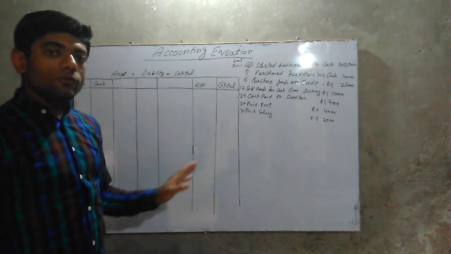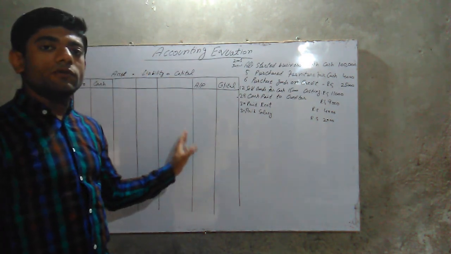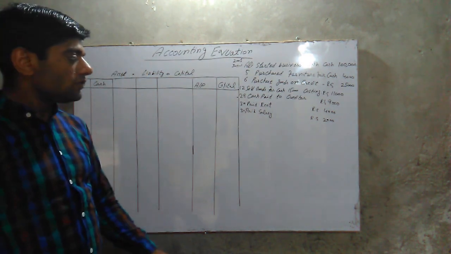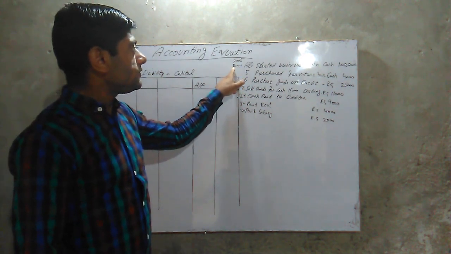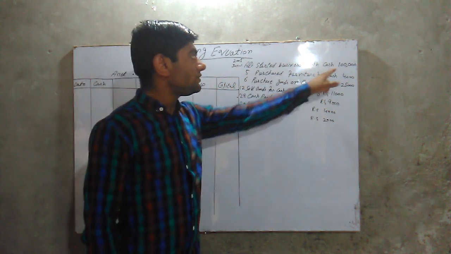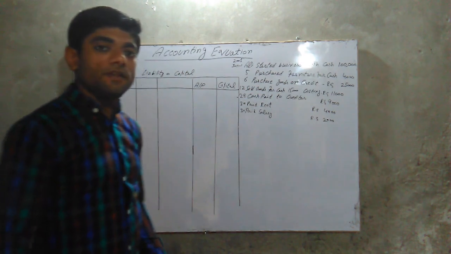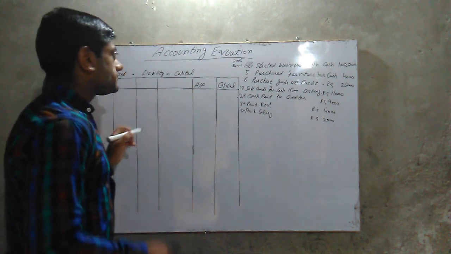So now we solve an example. You will easily understand how to make the accounting equation. On June 1st, 2005, Mr. Ali started business with cash 1 lakh. Means Mr. Ali started a business with cash 1 lakh.